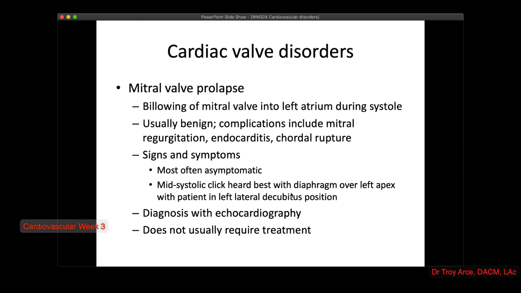Signs and symptoms: we're going to have a mid-systolic click, and it's going to be heard best with the diaphragm over the left apex with the patient in the left lateral decubitus position. The diagnosis is with echo and does not usually require any type of treatment.